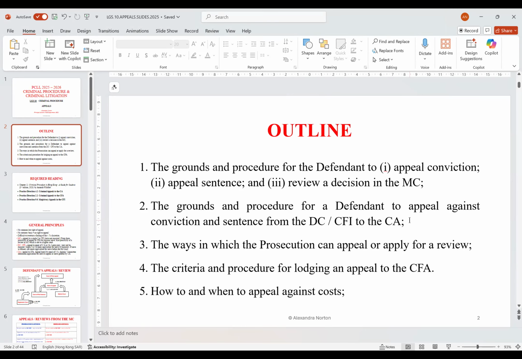We're going to look at how those procedures are different, where he's appealing from the magistrate's court versus the DC or CFI. We'll look at the prosecution's powers to appeal and review as well. And we'll focus on those procedures. We will probably not spend time on lodging an appeal to the CFA, but I've included that information for your reference. We have never had an exam fact pattern, nor do I think that we will, which involves an appeal to the CFA. Okay, and then also it's important that you know how to appeal against costs as well.